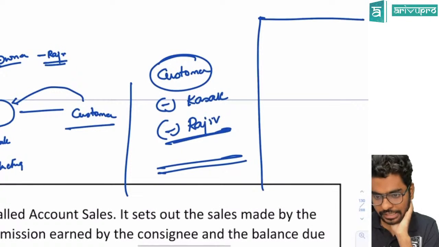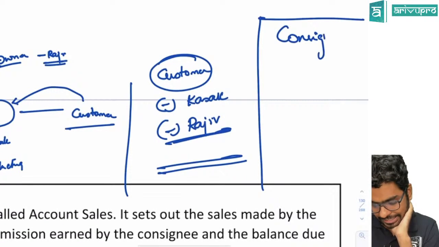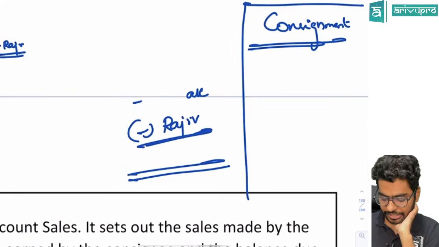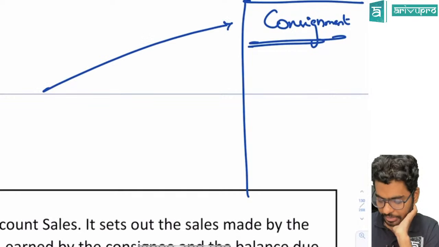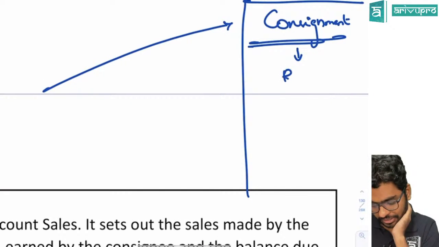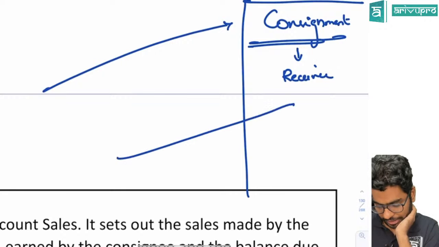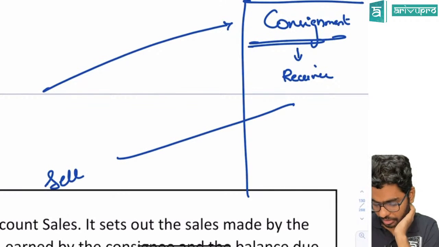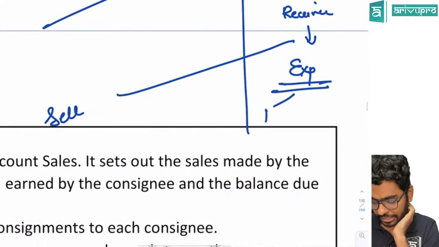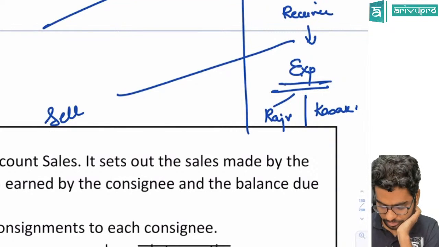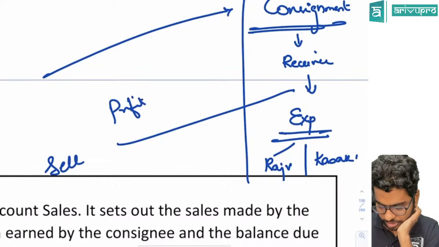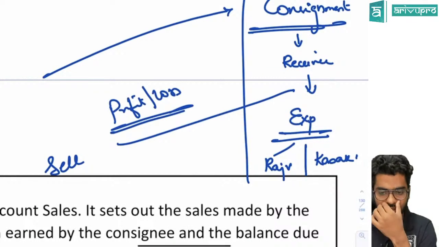Now, what you need to understand is in a consignment account, you treat each consignment as an individual entity. When goods are sent on consignment, you say consignment is the receiver, and from the consignment, you sell. In this consignment account, you record all the expenses incurred by Rajiv and incurred by Kasak, finally finding out the profit or loss. Are you guys clear?